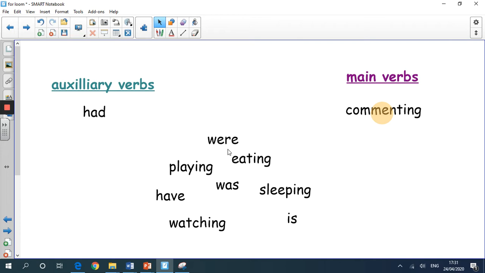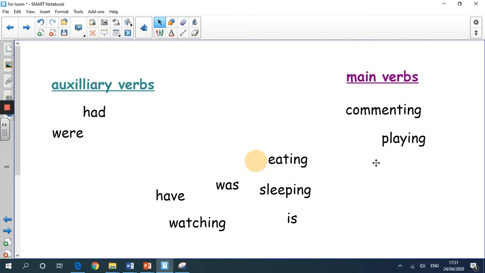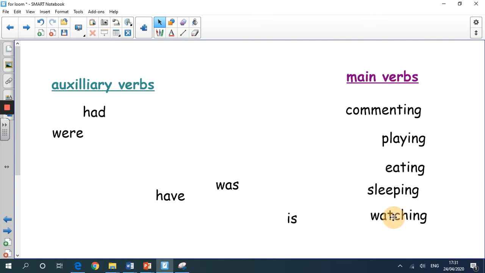This word here says were, not where, because where you would spell W-H-E-R-E. All right, that says were. So that is a short word. Were, it's an auxiliary verb, I think. Playing, main verb. Eating, again, this suffix ing. There's another one with ing there, sleeping. And watching, that's an ing, that goes over there. So these ones are all auxiliary verbs, all of them.